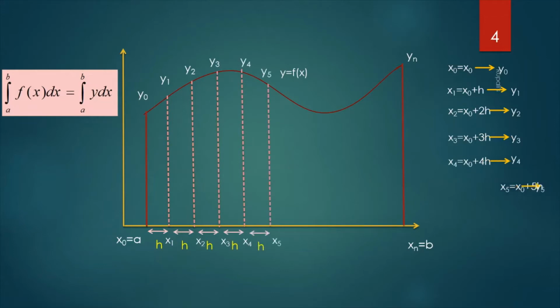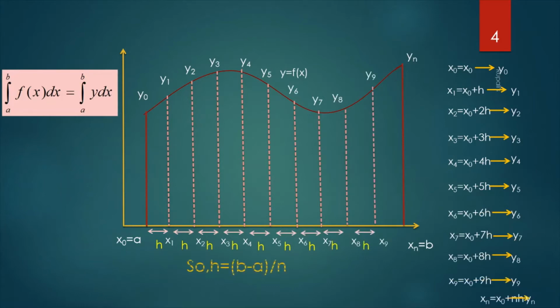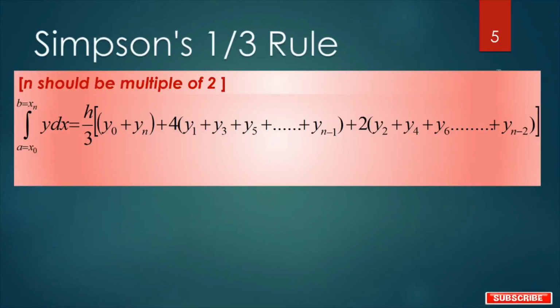Now, if there are n number of pieces, then we can write it this way: xn equals x0 plus nh, and the value of y equals yn. So, what is the value of h? h equals (b minus a) divided by n, that is, upper limit minus lower limit divided by the total number of pieces. Now, the formula for Simpson's one-third rule.